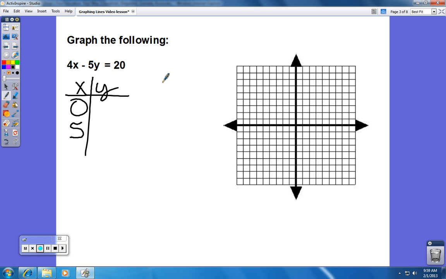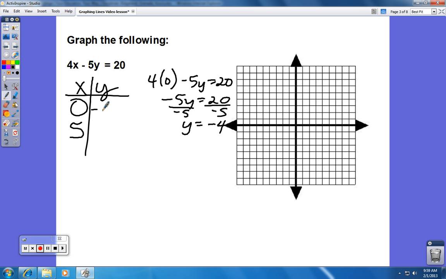So what we'll do is come over here, we'll take the equation 4x minus 5y equal to 20. First one we'll substitute 0 in the place of x. That's going to give us negative 5y equal to 20. We'll divide by negative 5. Y will be negative 4. So that's one ordered pair there, so that's the point (0, -4). So when we're at the x value 0, we're going to go down negative 4.